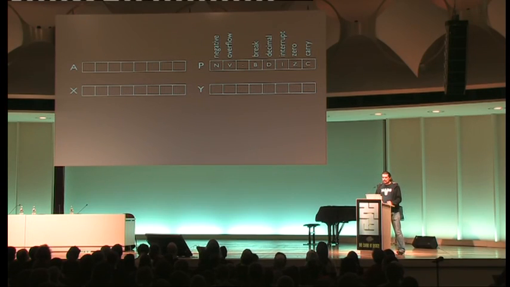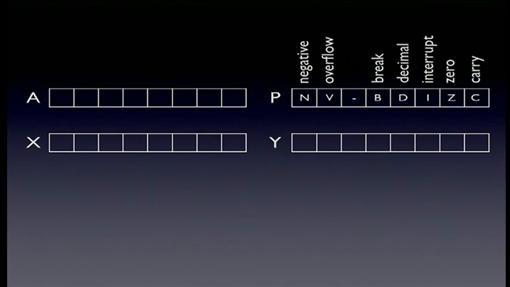You have the processor status register, it's 8 bits. You have 4 bits in there, which are about arithmetic and logic. 1 bit, which signals its decimal mode. I'll talk about decimal mode later. It's quite boring. And there's 2 more bits about exception and interrupt handling.